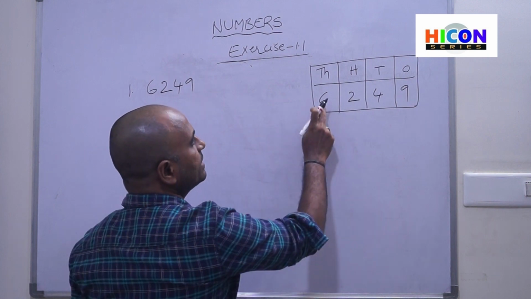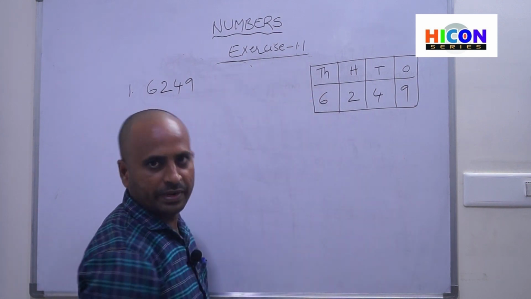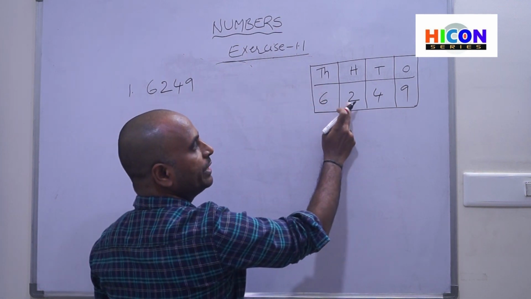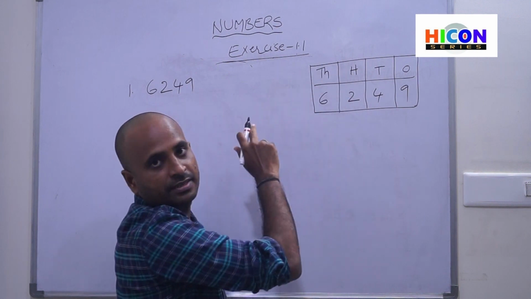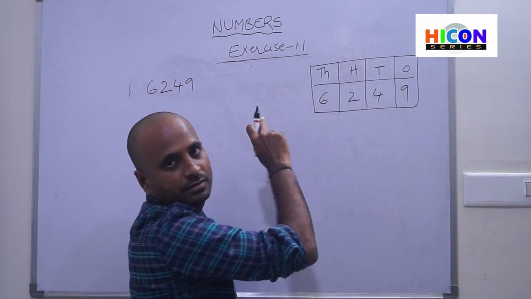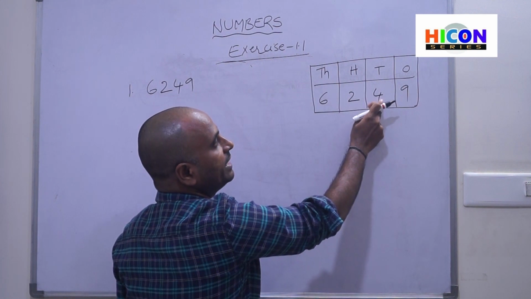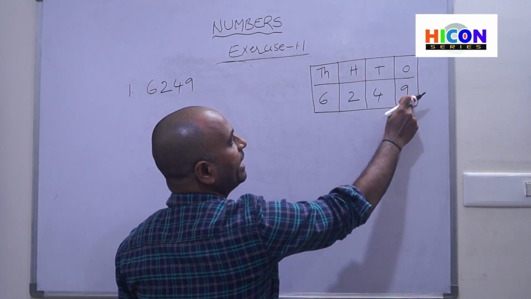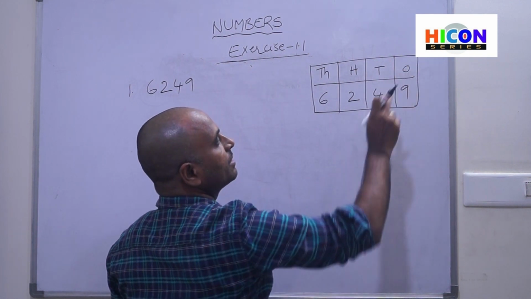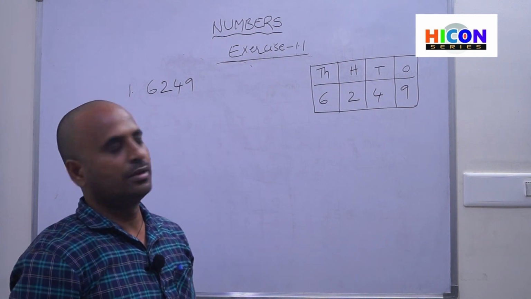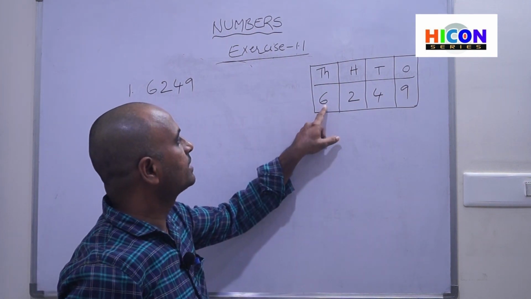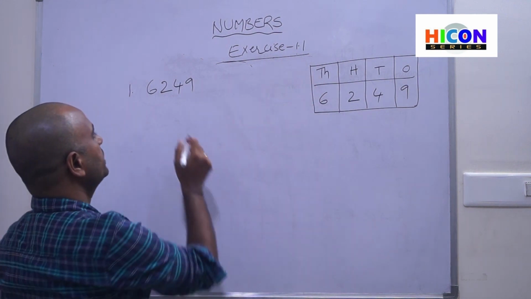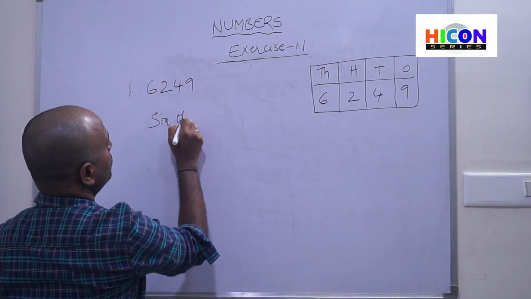Now 6 is present in thousands place, so that becomes 6000. And 2 is present in hundreds place, that becomes 200. 4 is present in tens place, that becomes 40. And 9 is present in ones place, that becomes 9. Let us see again. 6 is present in thousands place, that becomes 6000.